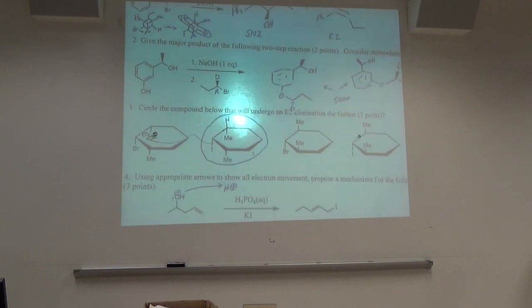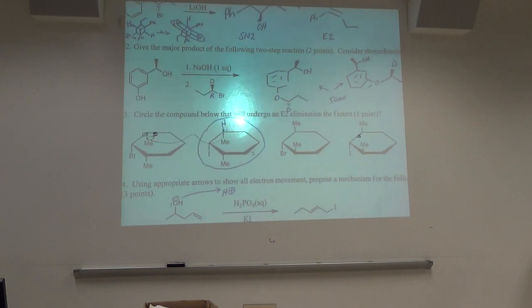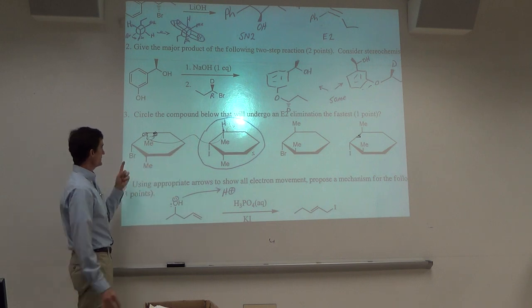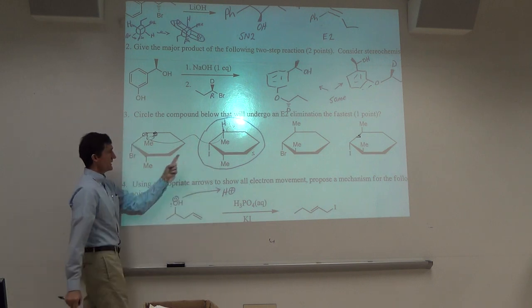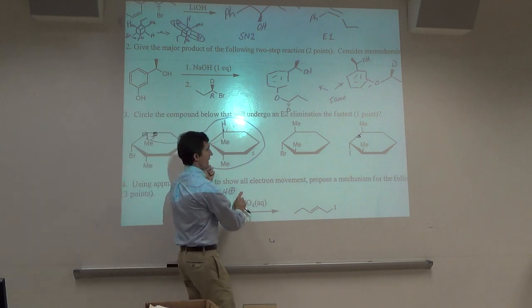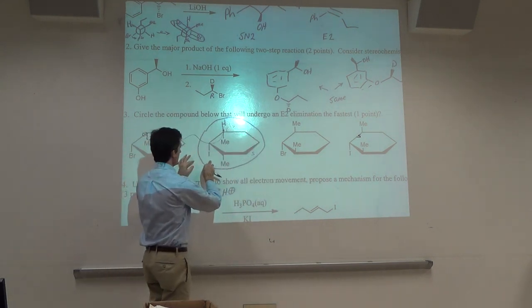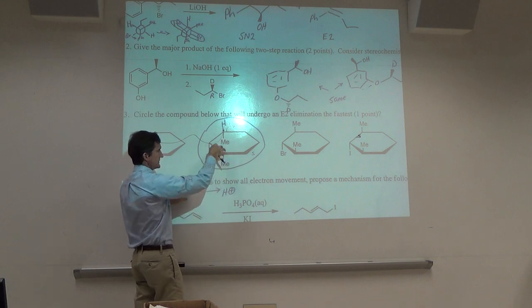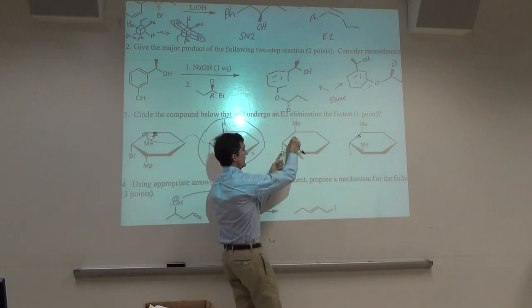The compound we want to go E2 the fastest would be the one circled. Why? Well, first off, they're all kind of analogous. These are the same except bromine and iodine. Which one's a better leaving group? Iodine. Over here, the iodine and the two methyls are cis. They're all down. Here they're trans.